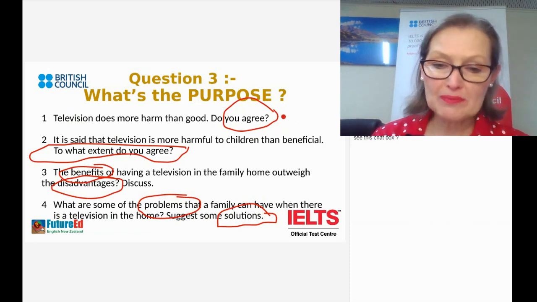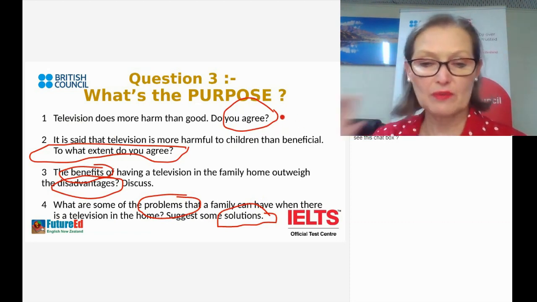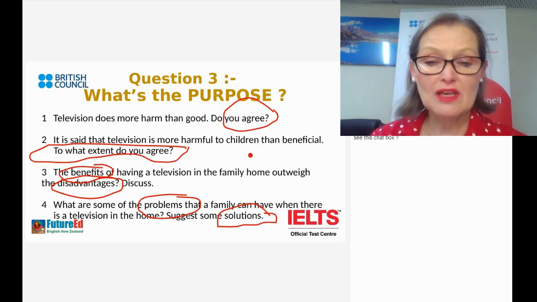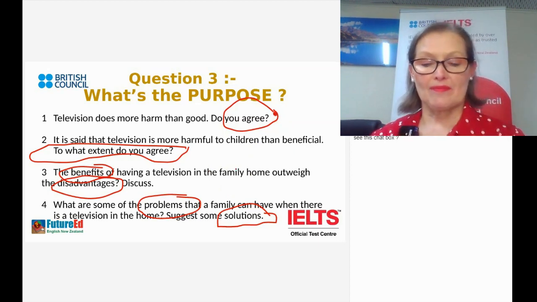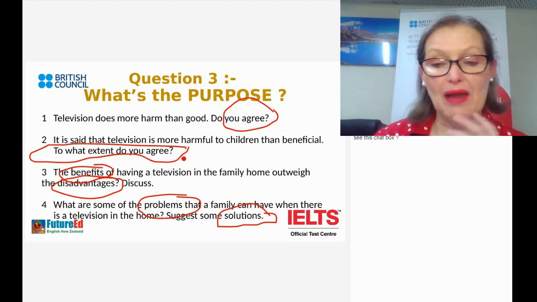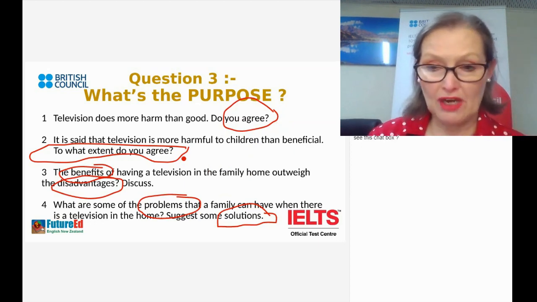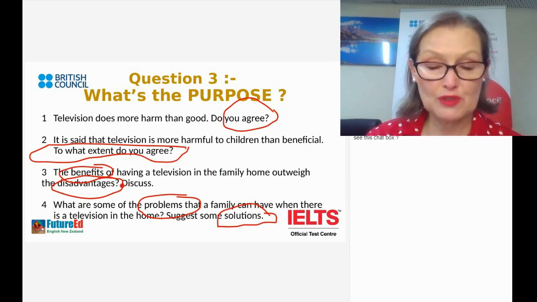What about number 4? What are some of the problems that families can have when there is a television in the home, and suggest some solutions? Many students tend to think that the focus is actually the problems, but the focus is writing about the family. The kind of essay that I need to write is going to be a problem-solution essay.